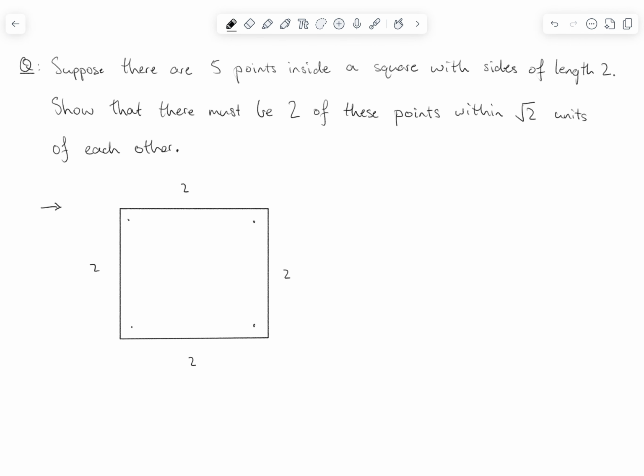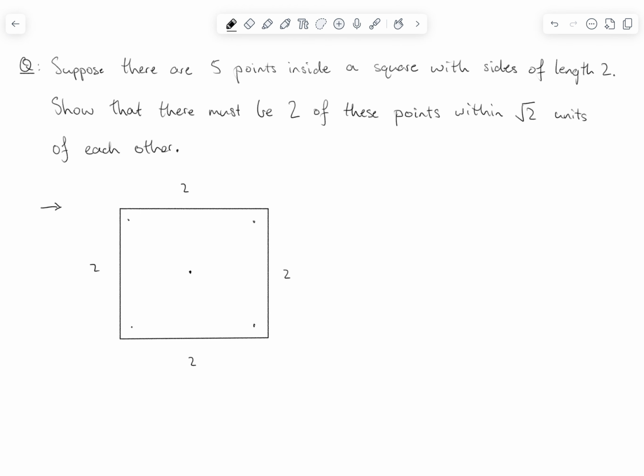And then to attempt to disprove the statement that two of these points are within root 2 units of each other, we could try to space out these points by placing the fifth and final point in the middle to try to centralize it and maximize the distance away from the other 4 points.